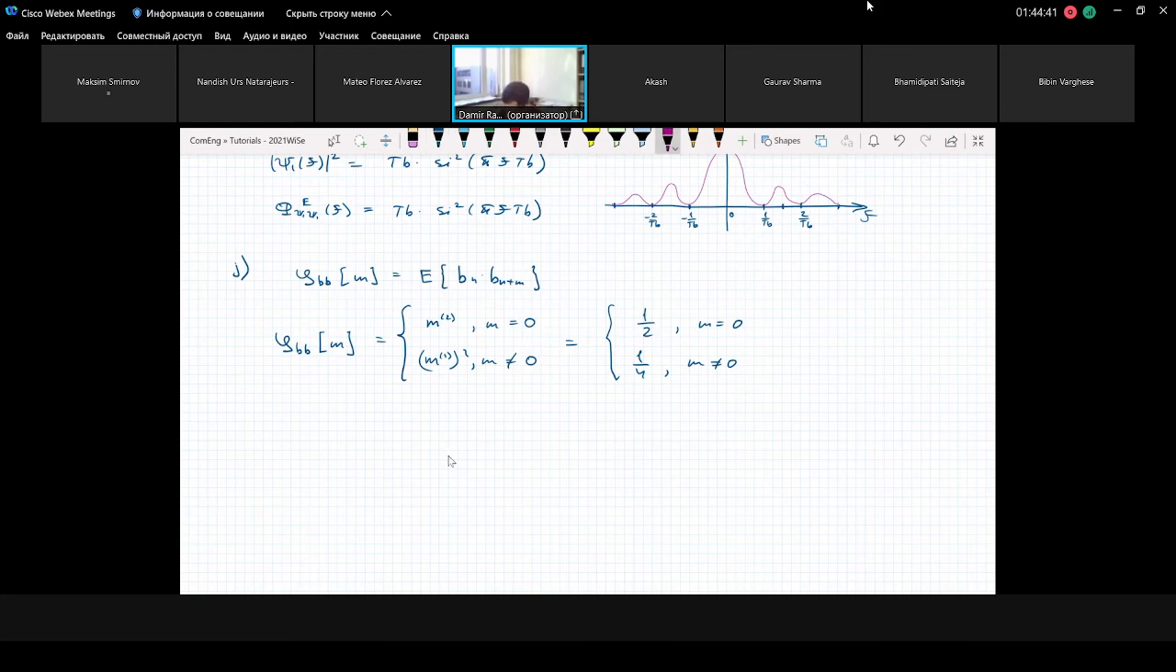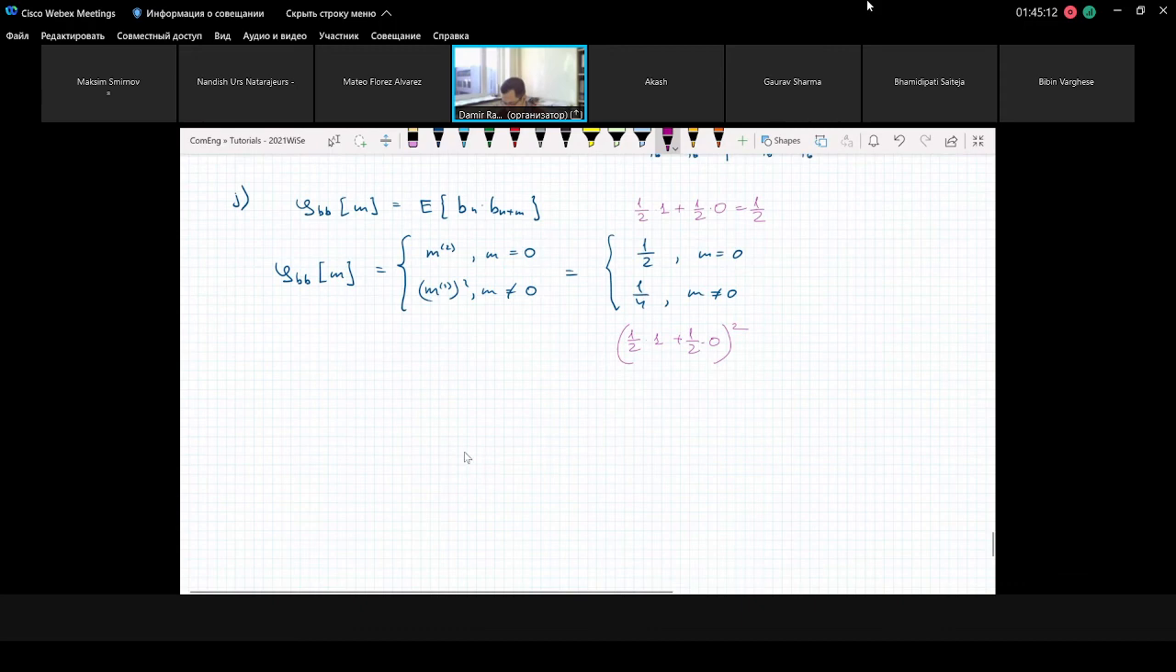Why? Because the second moment will be the following: 1 over 2 times 1 plus 1 over 2 times 0, and equals 1 over 2. And for the first moment, it will be 1 over 2 times 1 plus 1 over 2 times 0, squared. So it is 1 over 2 squared, which is 1 over 4. This is the reason why we get such values. So this is what we get for the autocorrelation of the bit stream.